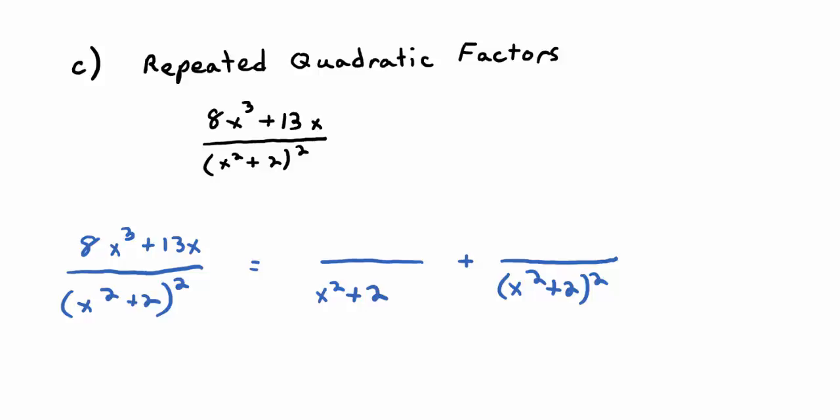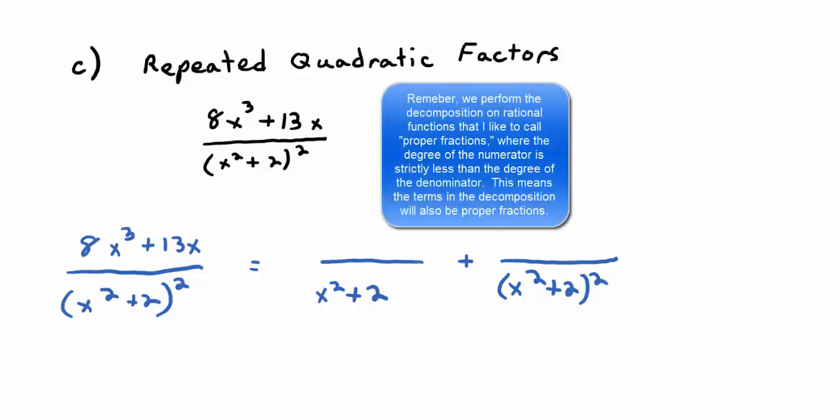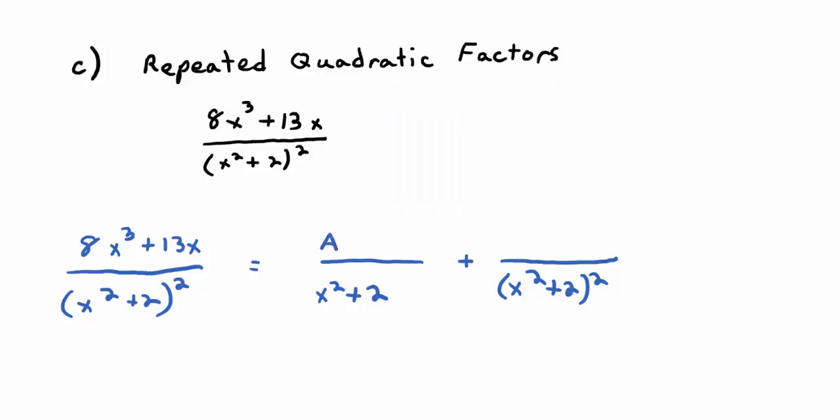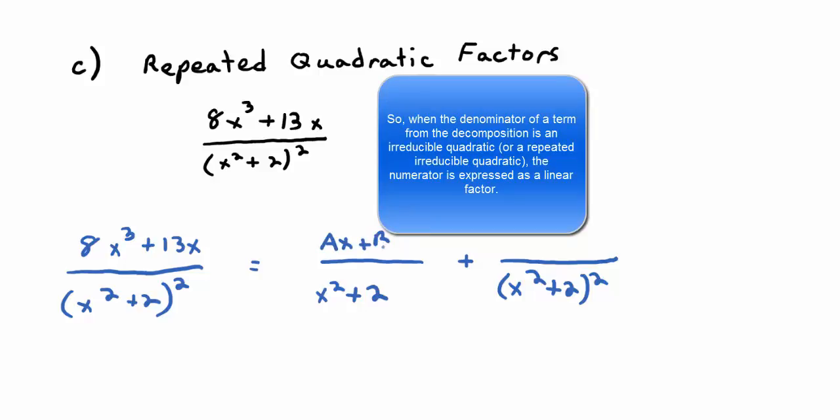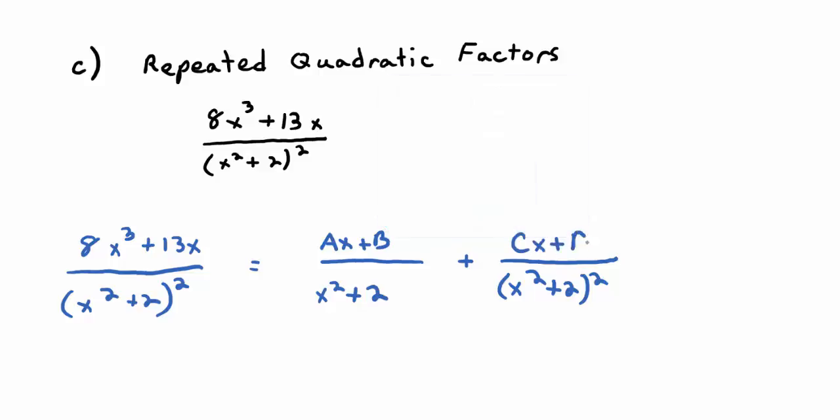When it's an irreducible quadratic, it's entirely possible that the numerator is a linear factor. Okay? And it's still a proper fraction. So ax plus b is what we're going to use for the numerator here. And likewise here, linear as well, cx plus d. Okay? And that's the big difference. So if it's an irreducible quadratic on the bottom, you're going to put a linear on top. That's it. It'll be that way every time.